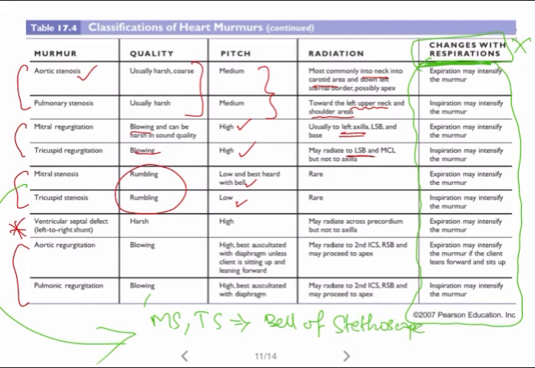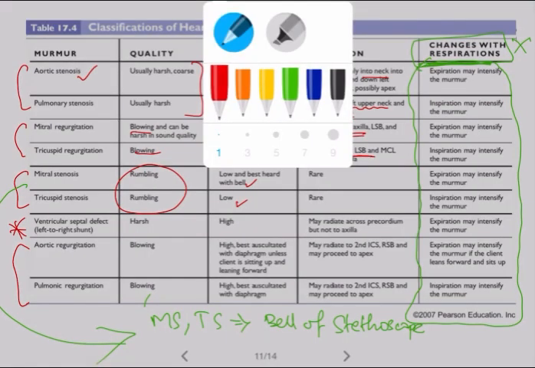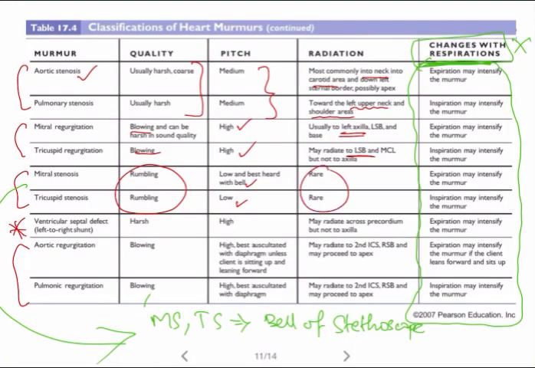Okay. Now, radiation is very rare in this case. Now, ventricular septal defect is a harsh murmur, high-pitched, which may radiate across the precordium everywhere, but not in the axilla. This is never in the axilla, but other areas it can be.